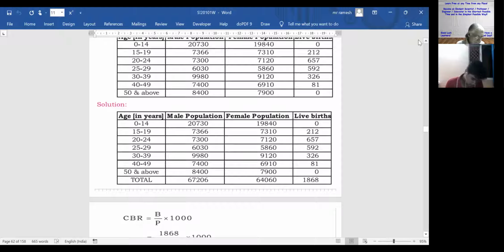So how much you got? Sir, 1 minute. Sir, 29.16. No, no, no. What are the values you are using? Sir, the live birth rate divided by female population rate, not full. We should take only 15 to 49, right, sir?